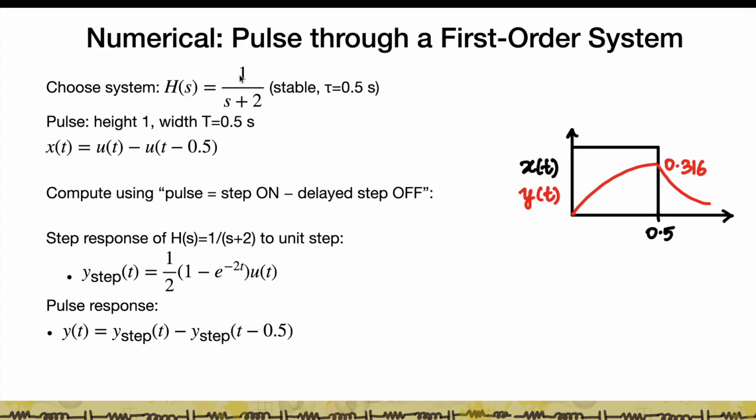For H of s as 1 by s plus 2, the step response is half into 1 minus e power minus 2t u of t. Right? And so therefore the pulse response is going to be given by y step of t minus y step of t minus 0.5. So I'm delaying the response by 0.5 seconds and with the opposite sign.